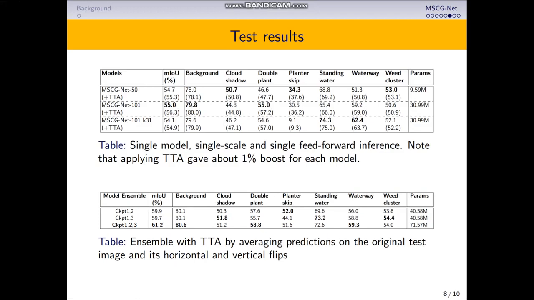And the second table shows model ensemble results with test time augmentation. So finally, our three-model ensemble with TTA achieves the best mean IoU. The total model size for the three models is about 71.57 million parameters.